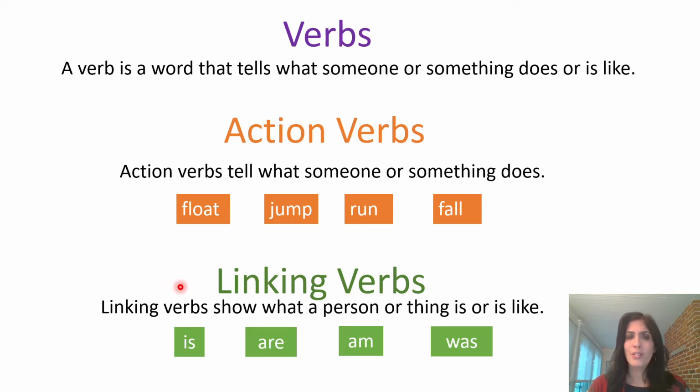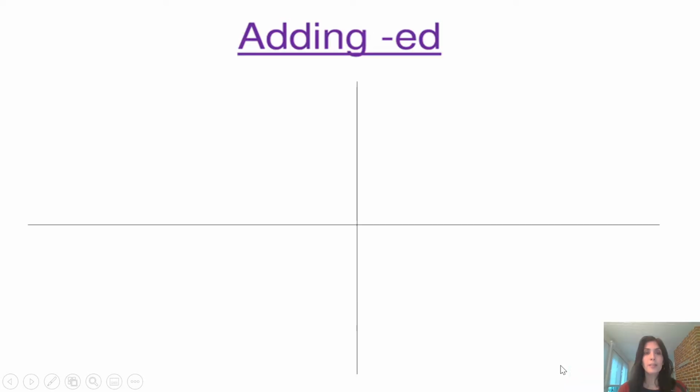And we also learned about those linking verbs. The linking verbs that we talked about were verbs like is, are, am, and was. And linking verbs show what a person or thing is like. So let's keep all of that in mind as we continue with today's lesson.